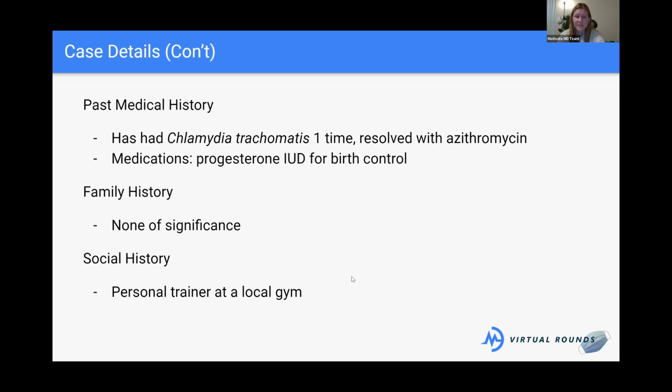For her past medical history, she has had 1 episode of chlamydia. This resolved with a simple course of azithromycin, which is the first-line antibiotic for chlamydia. Her medications, she only has a progesterone IUD, or intrauterine device, for birth control. And she's had that for, let's just say, a long time. For her family history, she doesn't have anything significant or contributory. And for her social history, she works as a personal trainer at a local gym.